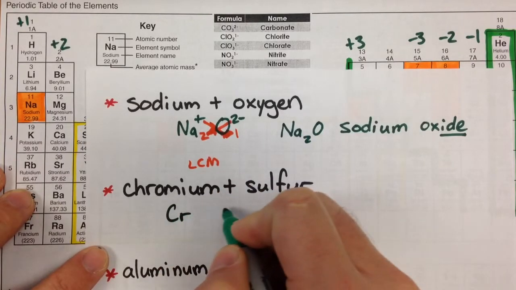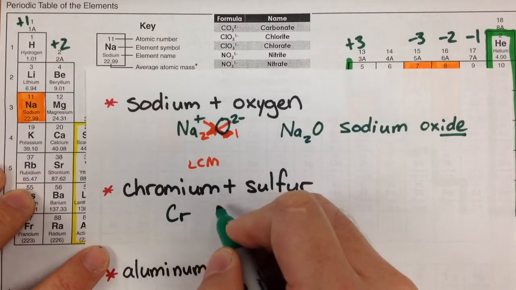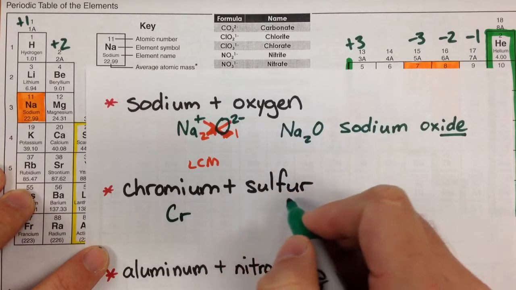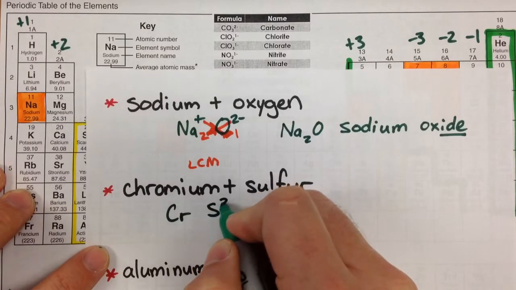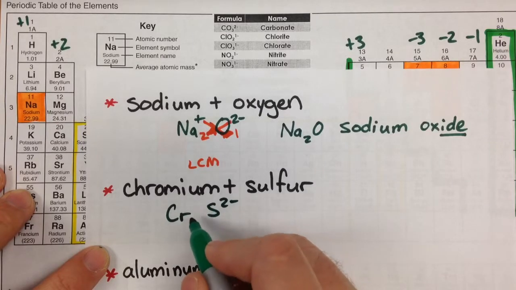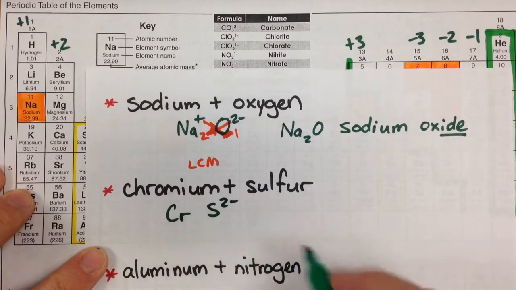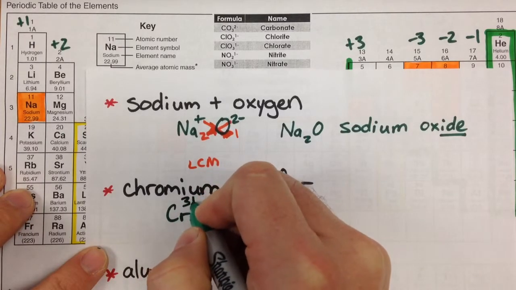Cr. We don't know the charge of chromium because it's a transition element, so I'm going to give it to you here in a second. And then sulfur forms a -2 charge. So again, it's in the -2 column. Well, chromium in this case is going to be chromium 3. All right, it's going to be chromium 3, so it will have a 3+ charge.